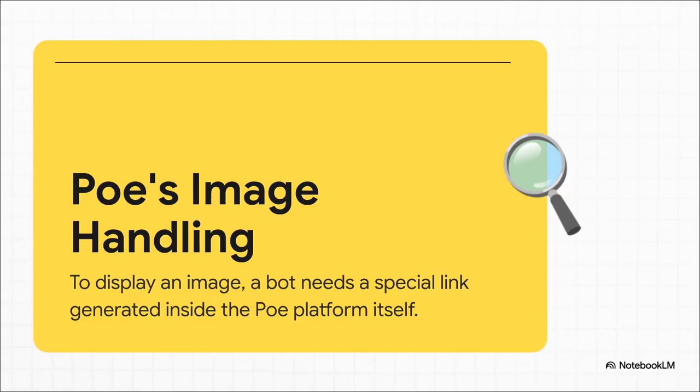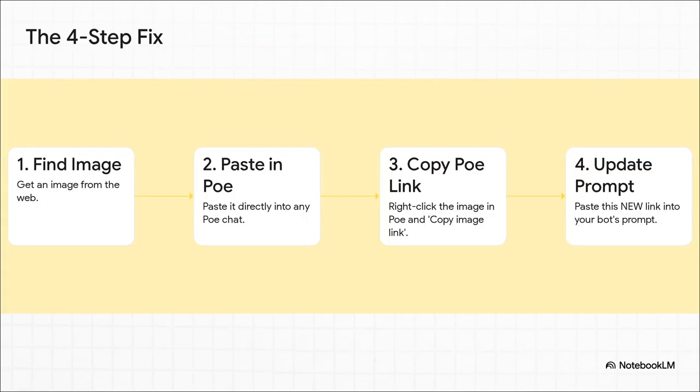Okay, here's the deal. Poe bots are a little picky. They can't just use any old image link from Google. For an image to show up, it has to have a special link that was created inside of Poe itself. And getting that special link is a piece of cake. It's just 4 quick steps.